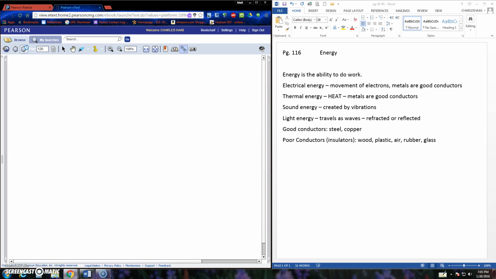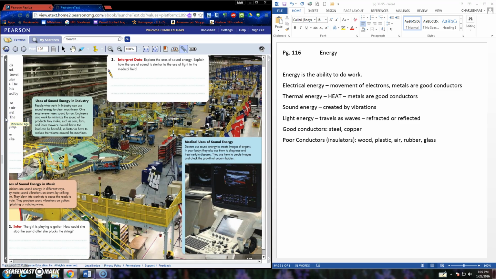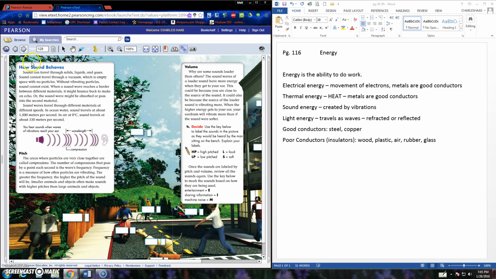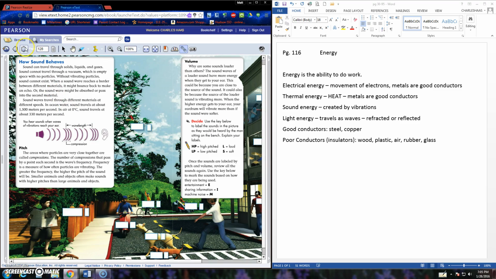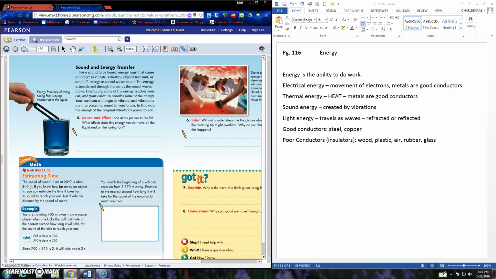Let's go on over to number 126. Sound. Here's some more information about sound, a vibration. If you want to read more about it, you can read about it right here. How sound behaves. You don't have to understand all this, but it's interesting to read about the pitch, about the volume. A decibel is the word right here. Here's the tuning forks like y'all used back in 4th grade. I believe y'all used tuning forks in the lab last year.